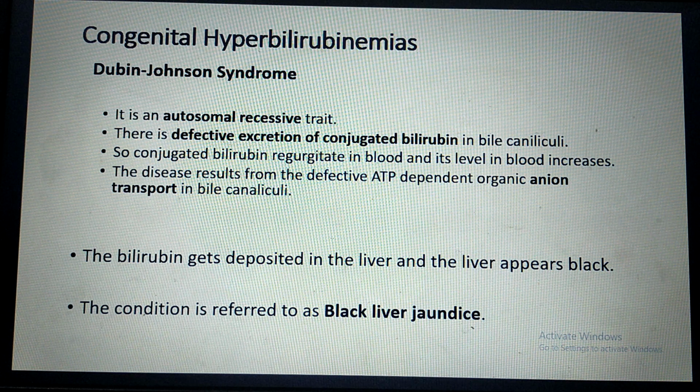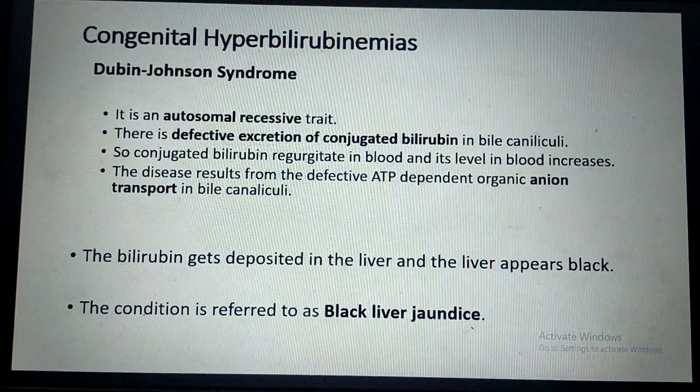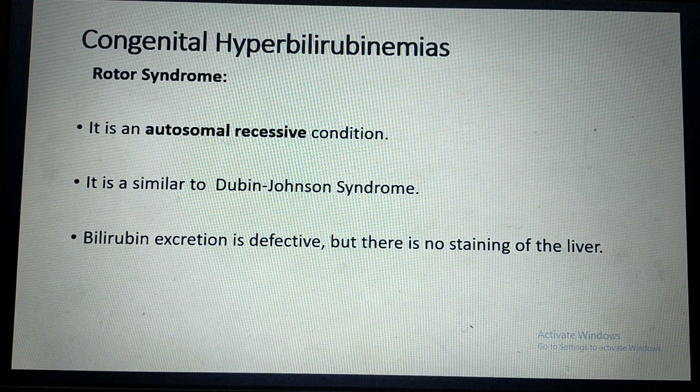Here bilirubin gets deposited on the surface of the liver and the liver appears black. Therefore, it is also referred to as black liver jaundice. Last is Rotor syndrome. It is an autosomal recessive condition. It is similar to Dubin-Johnson syndrome. Bilirubin excretion is defective in this case, but there is no staining of the liver.